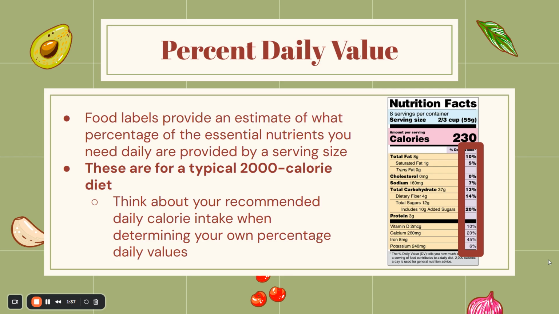Now let's talk about the percent daily value. Food labels provide an estimate of what percentage of the essential nutrients you need, which are provided by a serving size. But be careful, because these are only for a typical 2,000 calorie diet. So remember to think about your recommended daily calorie intake when determining your own percentage values. For example, you can look at the total fat, which says it's supposed to be 10% of the percent daily value. But remember, that's only for a 2,000 calorie diet.